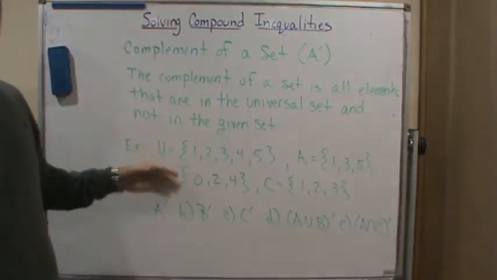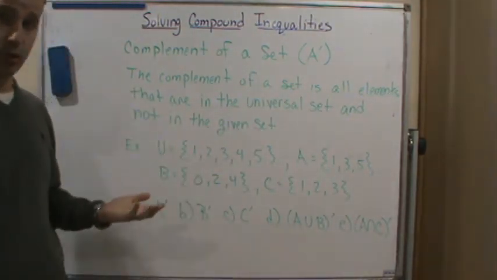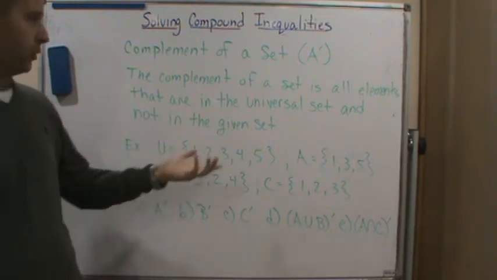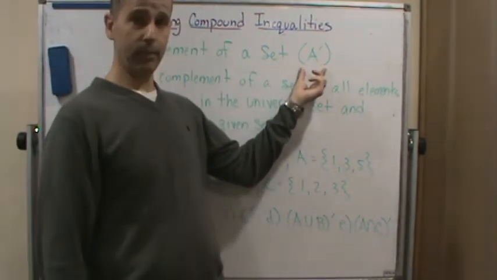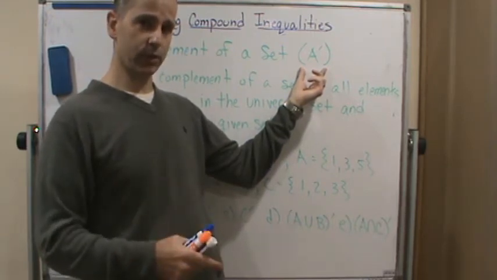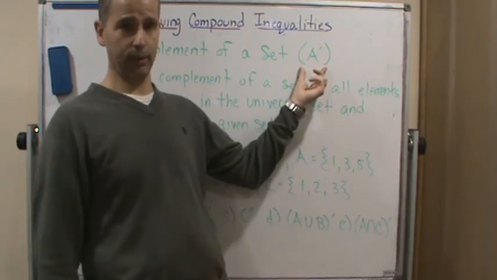So the complement of a set, by definition, is the set of all elements that are in the universal set but not in the given set. In other words, A prime, the complement of A, means I want all the elements that are in the universal set but that are not in A. That's the definition of the complement of A.